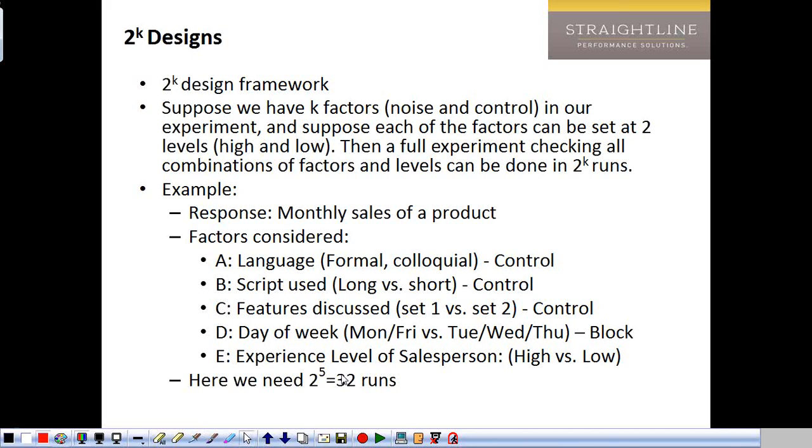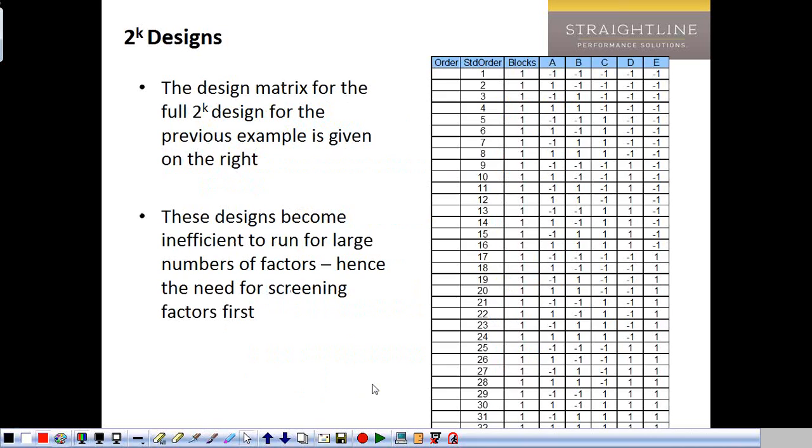Now, let's do an example here. Suppose that we had a 2 to the k design framework, and suppose we have k factors, whatever those are. Suppose each of those factors can be set at 2 levels, then a full experiment can be done in 2 to the k runs. For example, if my response is monthly sales, and my factors are A, B, C, and D, language, script, features, day of the week, and experience, we would need 32 runs, and the framework would look something like this.